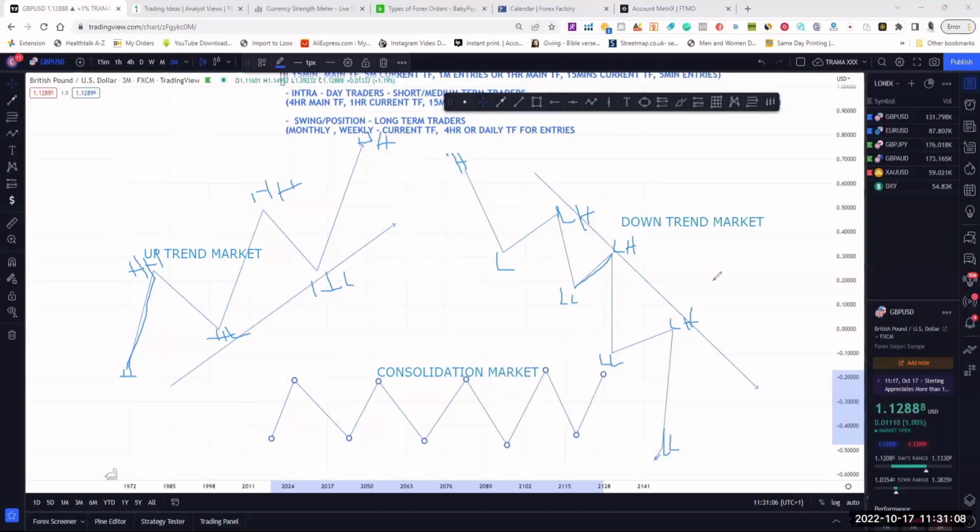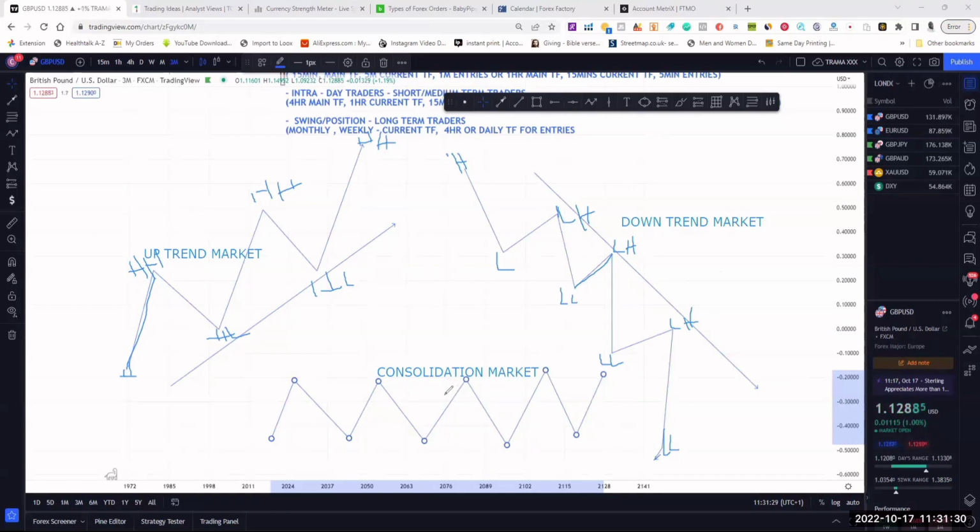Don't forget, I'm singing it now so that you remember. Even in your dream, you'll be able to remember it. Lower high, lower low, lower high, lower low, higher high, higher low, higher high, higher low. Now, that is uptrend and downtrend.